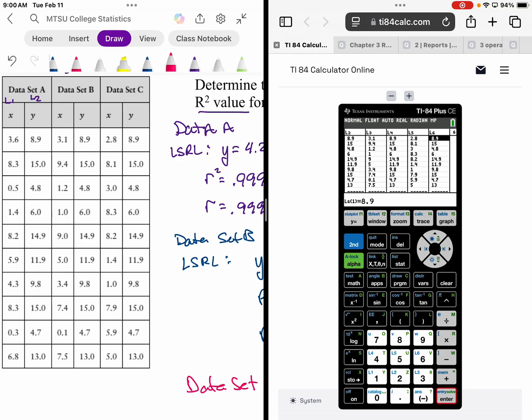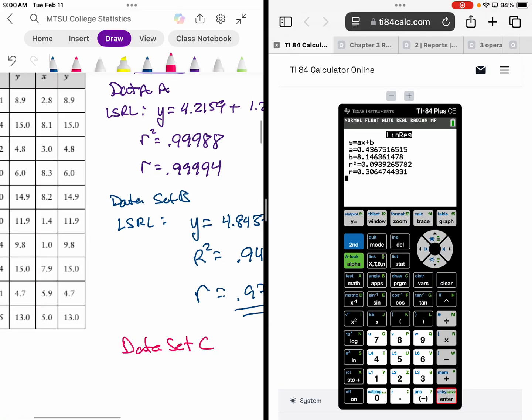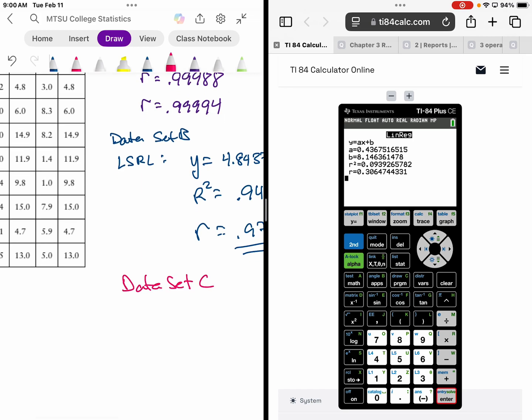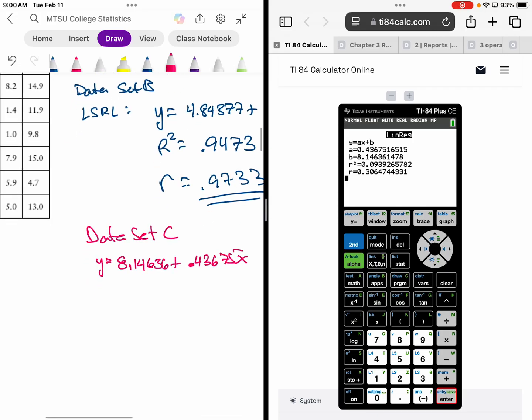So now that that's set, I can go in and say stat, calculate, lin reg. I need to change it to column 5 and column 6. Go down to calculate. And on this one, we have y equals 8.14636 plus 0.43675x. So my slope is 0.436.